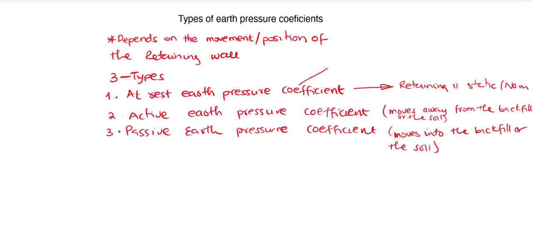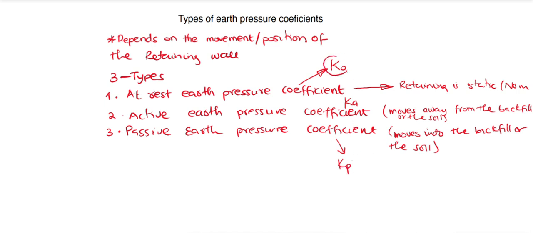So we are going to talk about this. Now you should know that the at rest pressure coefficient, that is K naught, is to be used when the retaining wall is static, there is no movement. Then the active, that is Ka, when the retaining wall is moving away from the backfill or the soil. Then for the passive, that is Kp, when the retaining wall moves into the backfill.